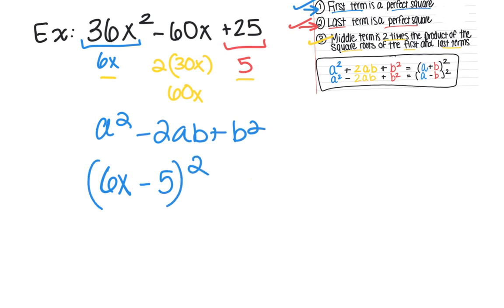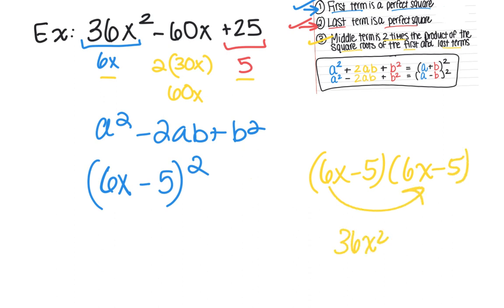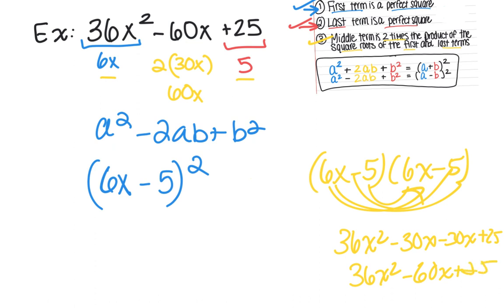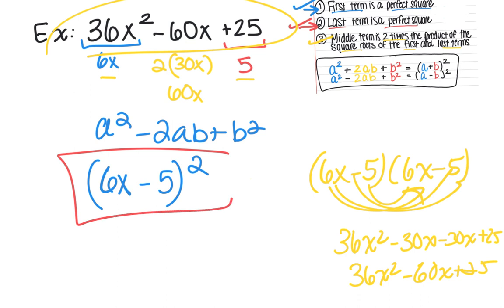And then let's check and make sure that if we multiply this forward, we end up back where we started. And so we get 36x squared minus 30x minus 30x plus 25. So 36x squared minus 60x plus 25. And that's exactly where we started. So we have factored this one completely.